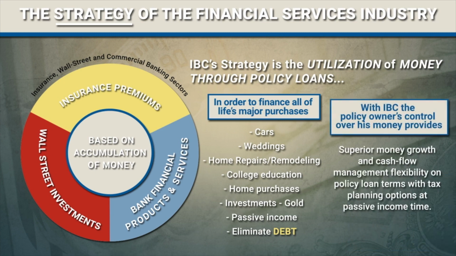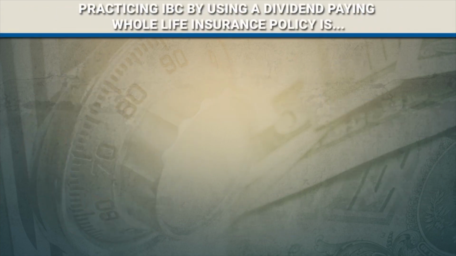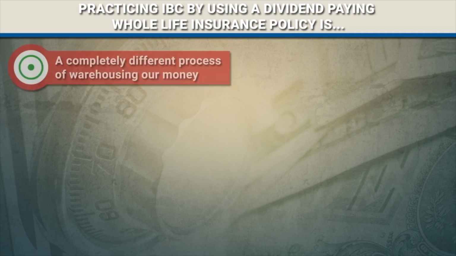So the IBC policy, with the control that he has in his policy, you got superior cash flow management, you got these special terms, you got tax planning options, you got passive income at retirement. I mean, it just has an abundance of benefits. And so that's the key and the difference between the two. So what I've tried to explain here, both in regards to businesses and individuals, is that IBC is really about a different warehouse to store your money.